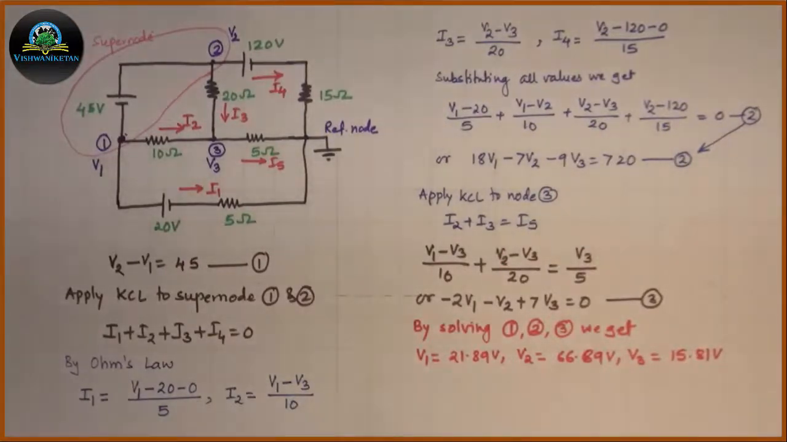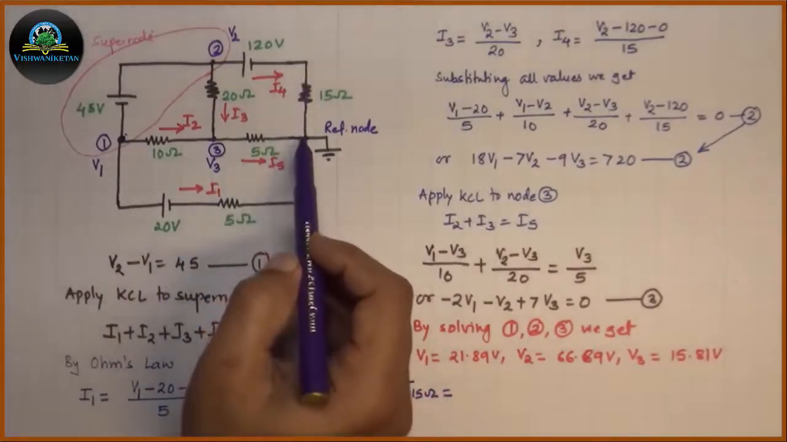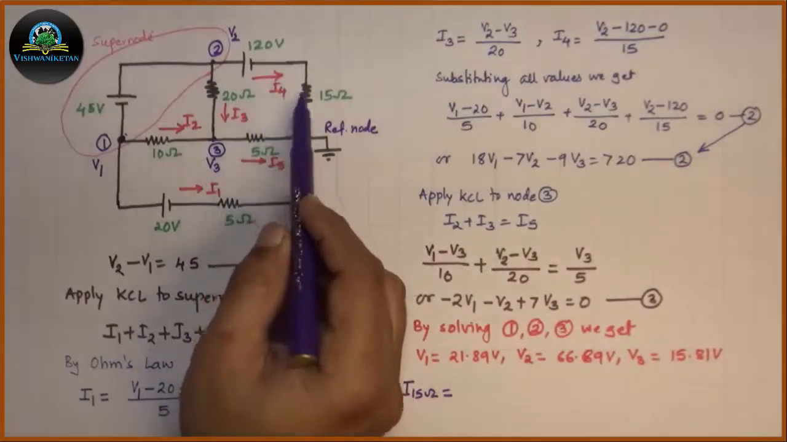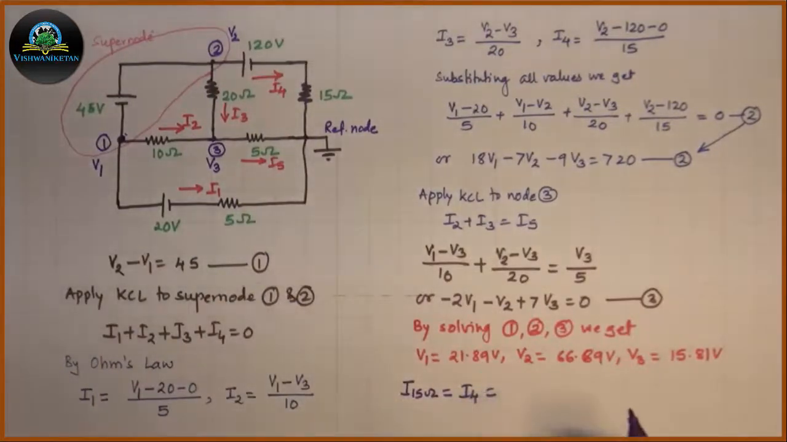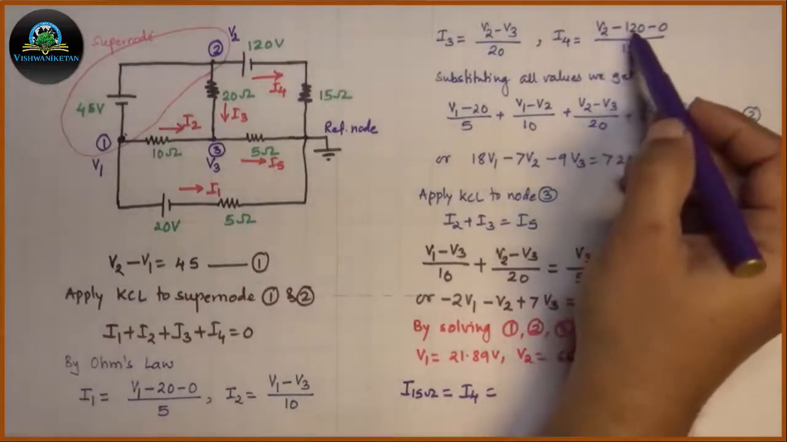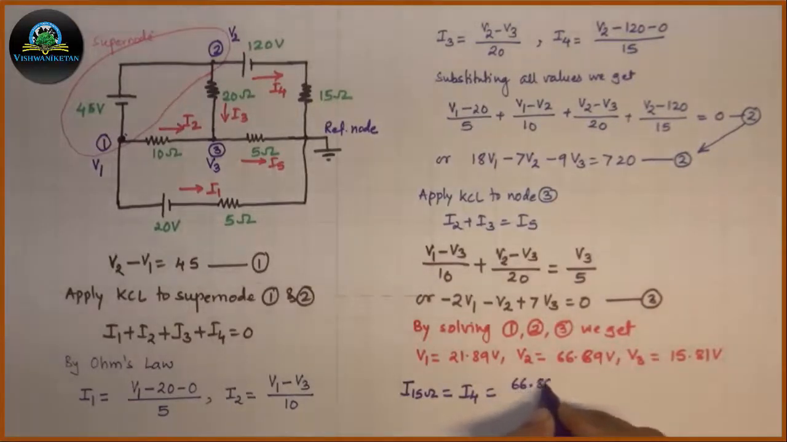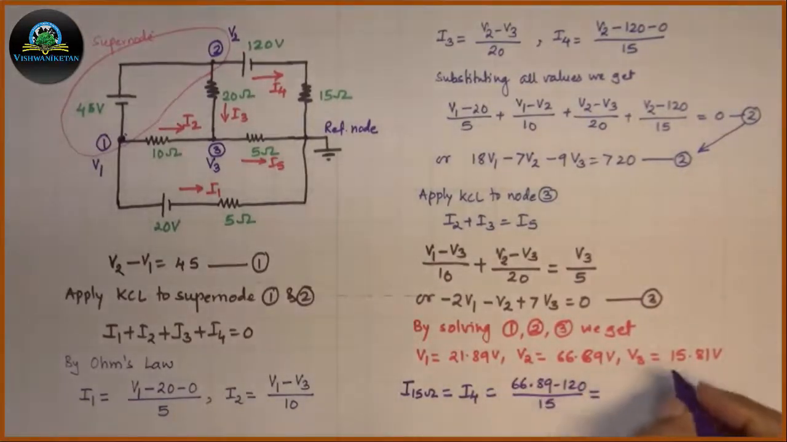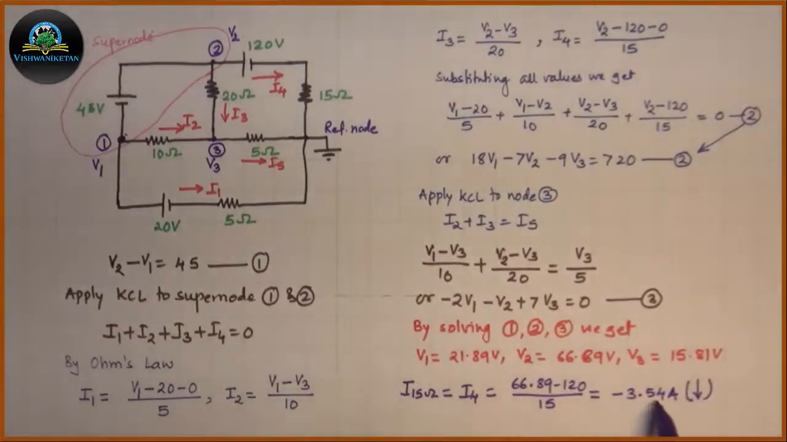Now we want to calculate the current through the 15 ohm resistance. So I 15 ohm, the current flowing through this 15 ohm resistance, is the current to be calculated. The current flowing through the 15 ohm resistance is I4, which is given by the formula V2 minus 120 divided by 15. Substitute the value of V2, which we will get as minus 3.54 ampere, and the current direction shown is downward.